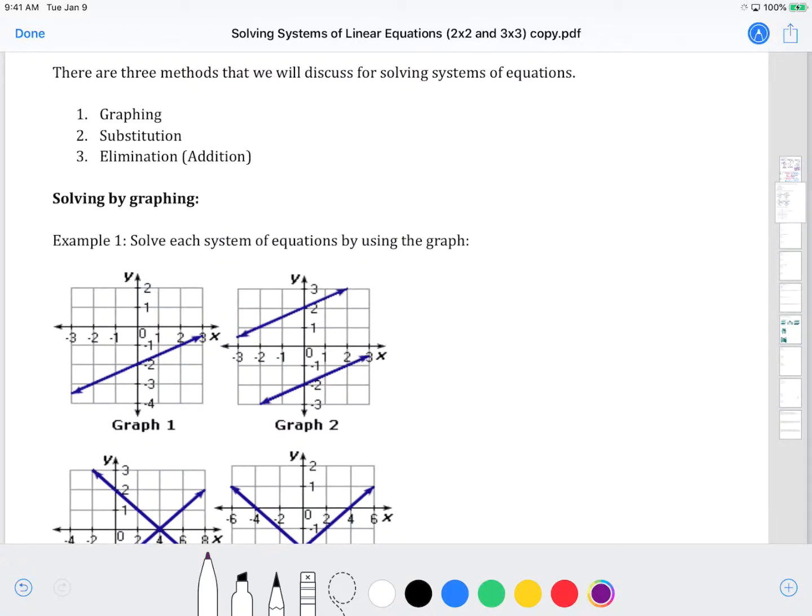Okay, there are three methods that we can use to solve a system of equations. We can solve by graphing. We can solve by something that's called the substitution method. And we can also solve by something called the elimination method, which is also known sometimes as the addition method. So in this video, we're just going to cover solving by graphing.